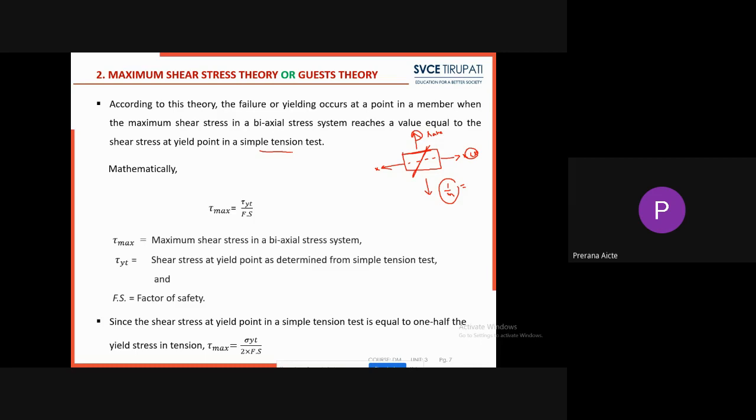So how do we find this maximum shear stress? See here. In a biaxial plane, we have a sigma 1 value and a sigma 2 value. In a triaxial plane, the stresses are sigma 1, sigma 2 and sigma 3. Clear? To find the maximum shear stress, tau maximum is equal to sigma 1 minus sigma 2 by 2 in the x-axis. If it is in the y-axis, sometimes we call it sigma 2 minus sigma 1 by 2, which is also applicable.